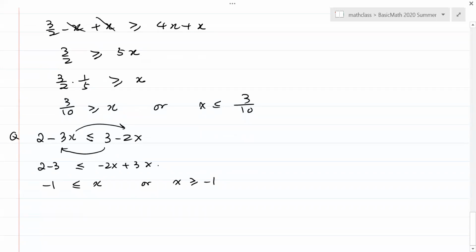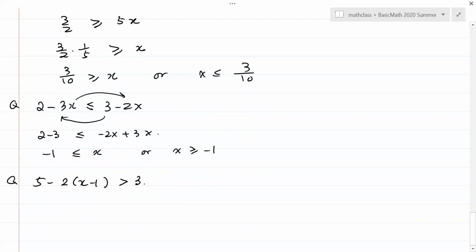All right, our next problem. I'm going to change the type of problems here. The next problem is 5 minus 2(x minus 1) greater than 3. Okay, let me show you. I say that's still similar to solving a linear equation.